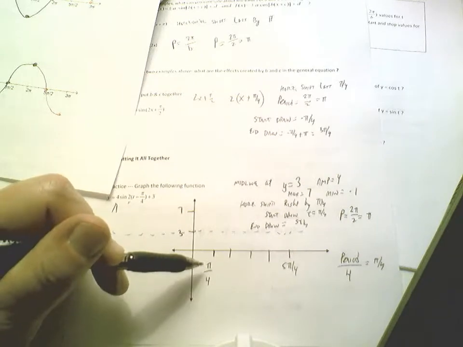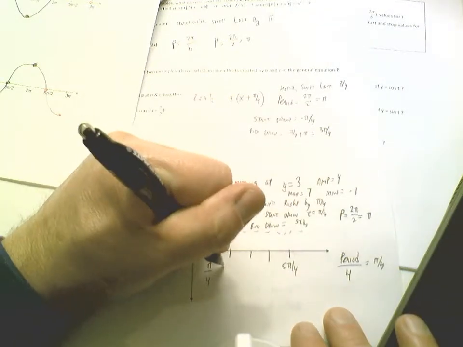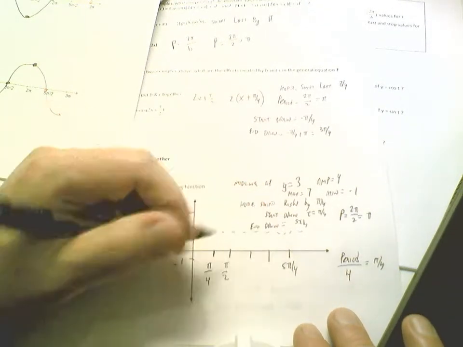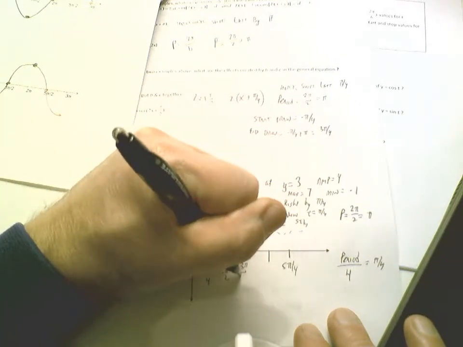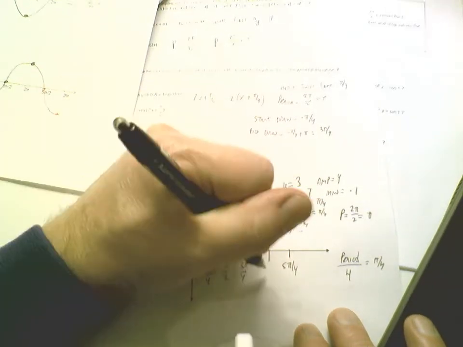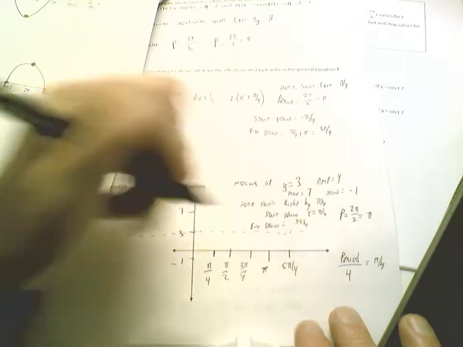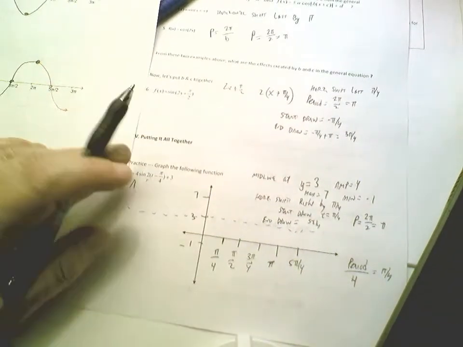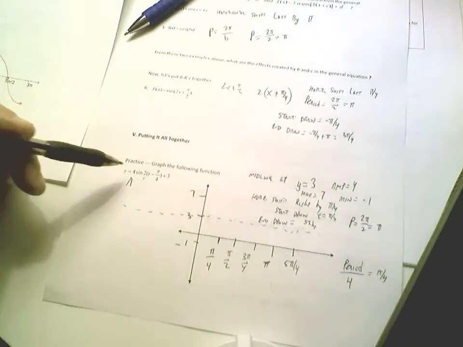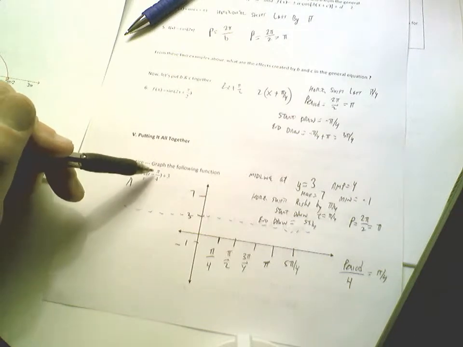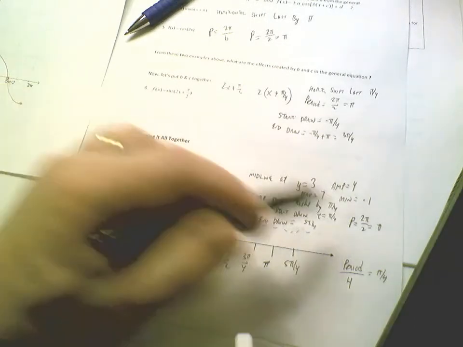This is pi over 4. This is 2 pi over 4, or pi over 2. 3 pi over 4. 4 pi over 4, namely pi, and 5 pi over 4. My last piece: I've handled the 4, I've handled the 2, I've handled the minus pi over 4, I've handled the 3 with everything here.